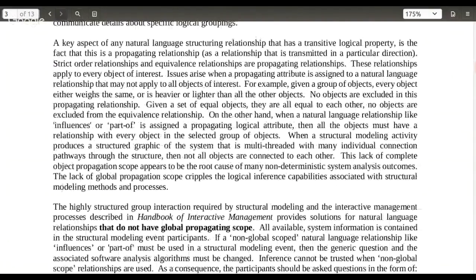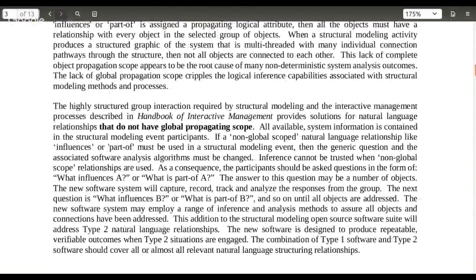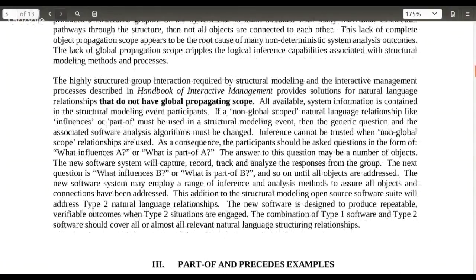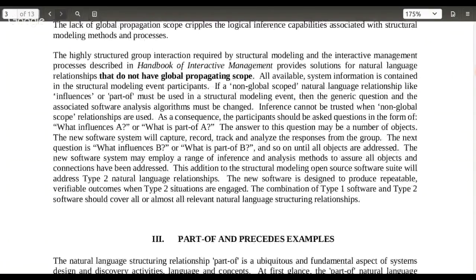And so the transitive piece, of course, is the idea where you have a propagating relationship, but then the idea of propagating global scope. So what does that mean? Does it apply to everything? And we'll see here in a minute that we have some very common natural language relationships that are local, and we have to have some that are global. And we'll look at the graphics and the mathematics and determine why that's important.